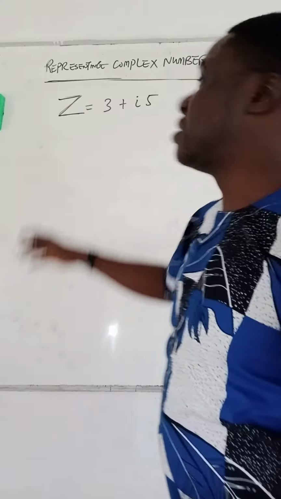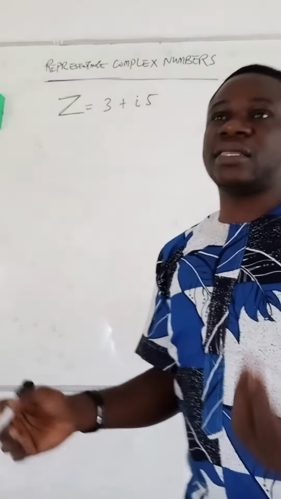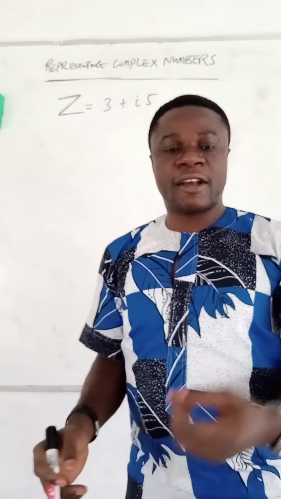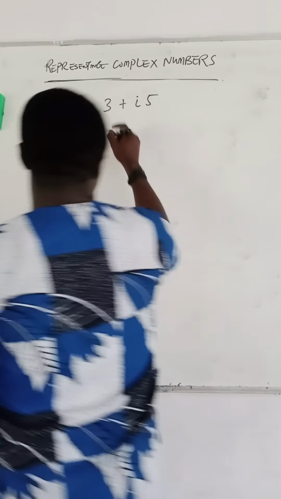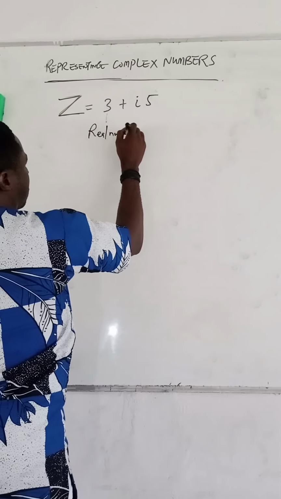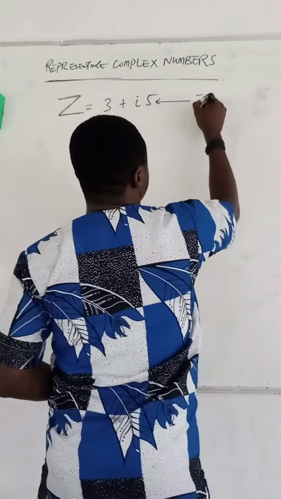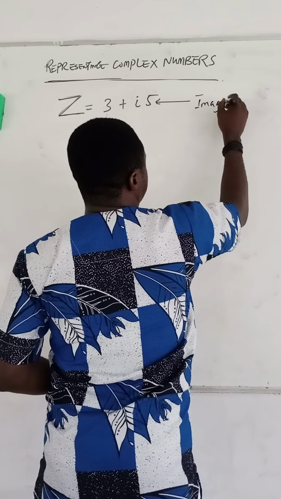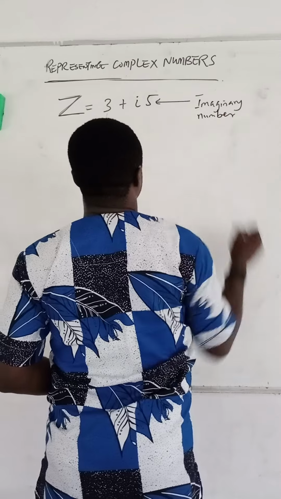Now, if we have this Z here, as I said earlier in the introduction, a complex number is usually represented with a real number part and an imaginary number part. The real number part is this real number, while this is the imaginary number part.